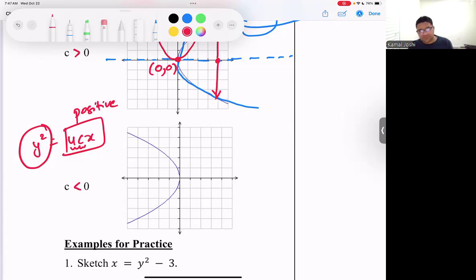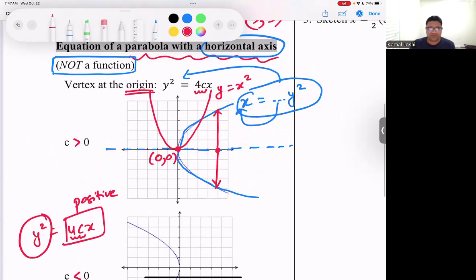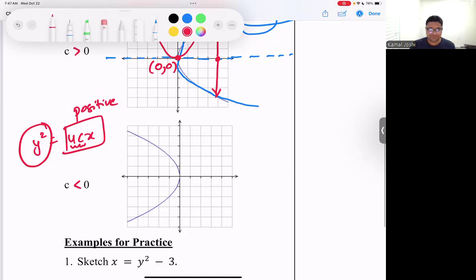So in summary, if c is negative, you open to the left. That means the coefficient of x. When I say c here, you have to think as coefficient of x. If the coefficient of x is positive, you open to the right. If the coefficient of x is negative, you open to the left. Okay.